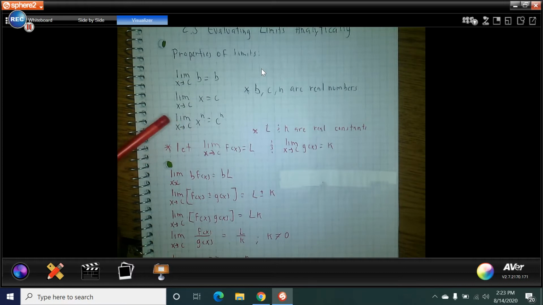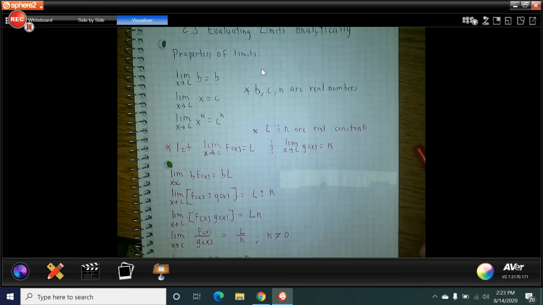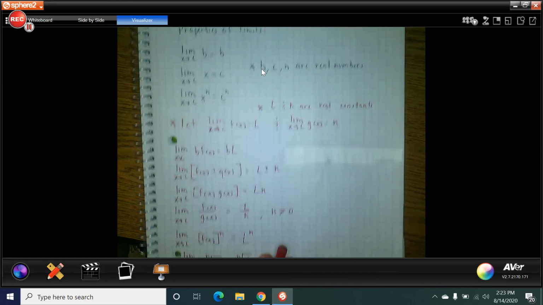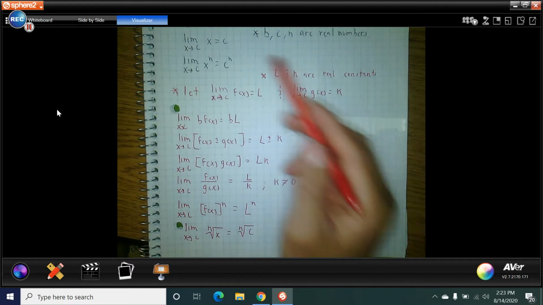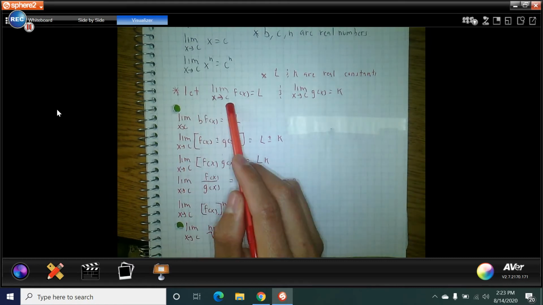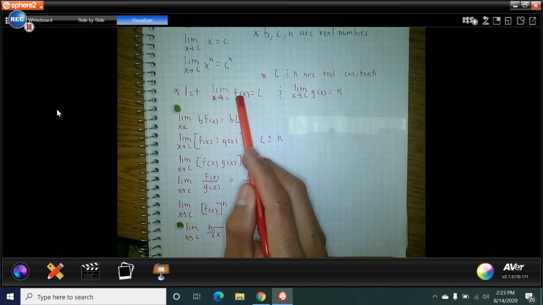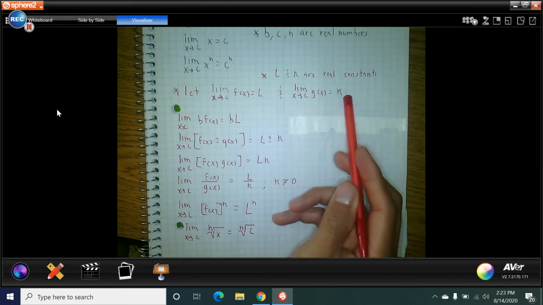Now, it's very important for me to mention, I think this should be obvious, that the letters b, c, and n are real numbers in this case. Okay. Some more properties here. Some information to know beforehand is that L and K are real constants, as well as b, c, and n like before. And we're going to let the limit as x approaches c of f of x be L, and the limit as x approaches c of g of x equal K.